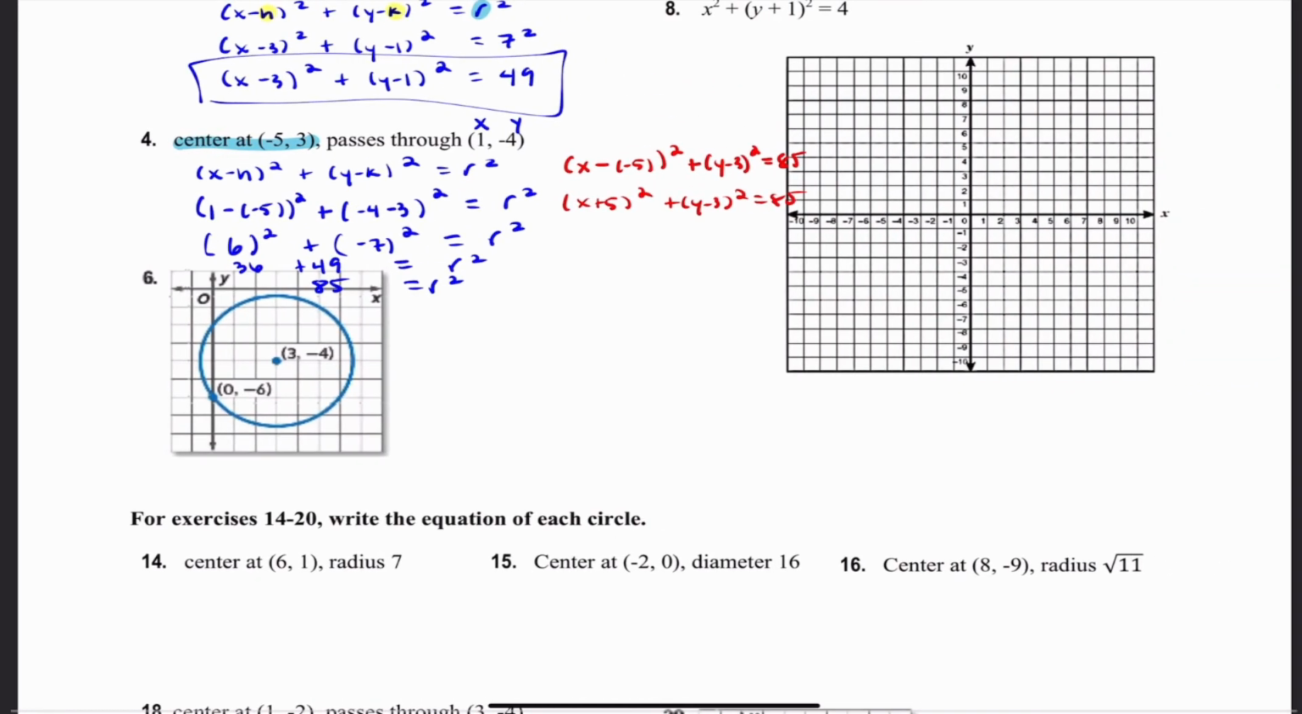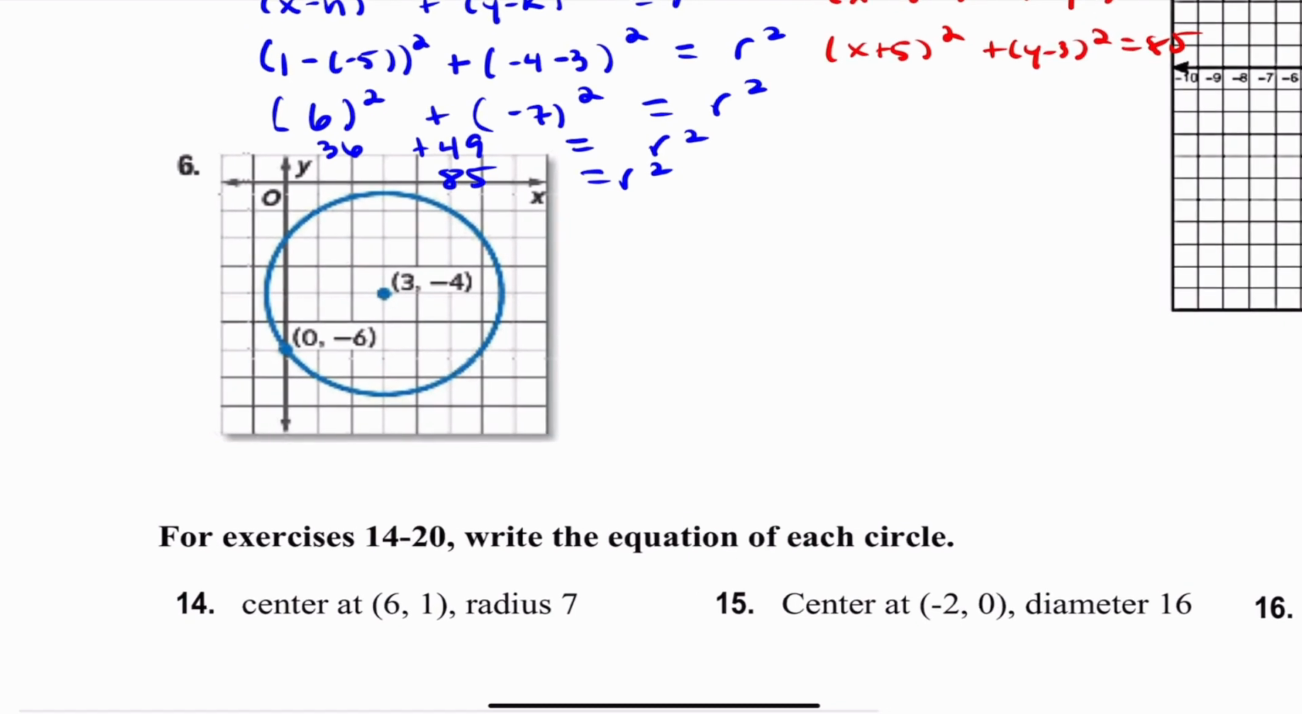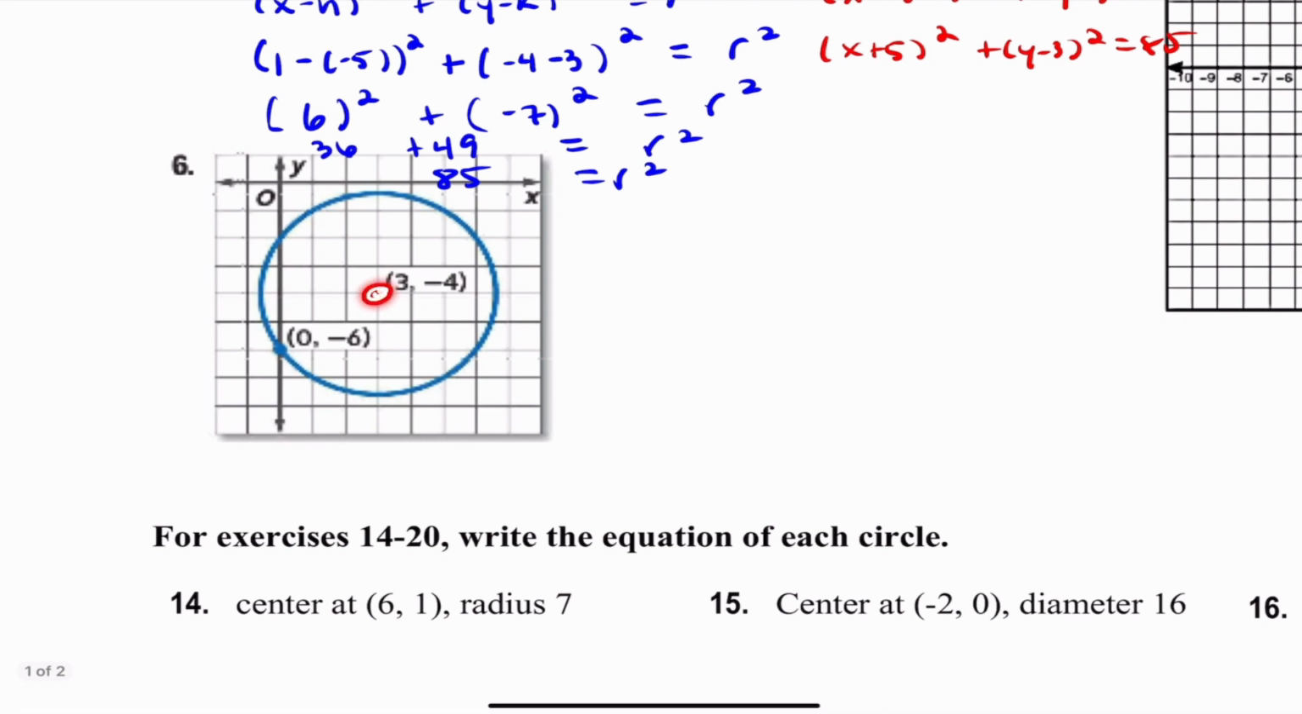All right. Number 6, this is a picture. You're given the center, and then you should... Ooh, this one might be a little weird, because the radius is from here to here. So, okay, what do I do if I'm trying to figure out the radius?